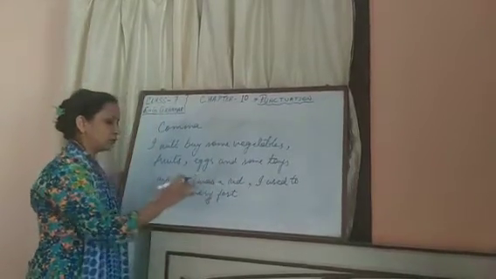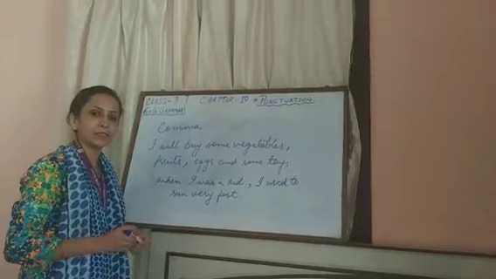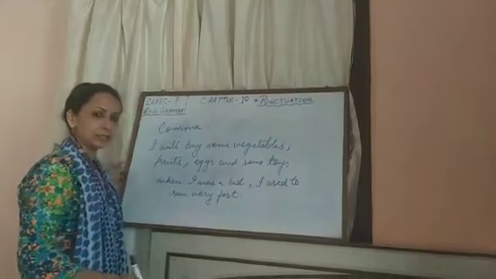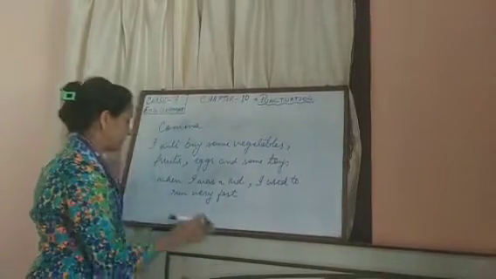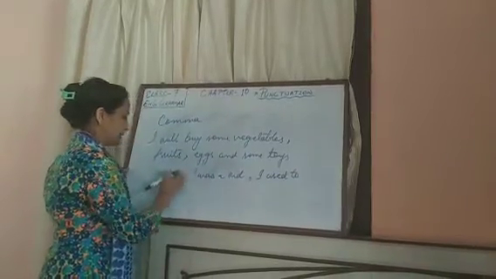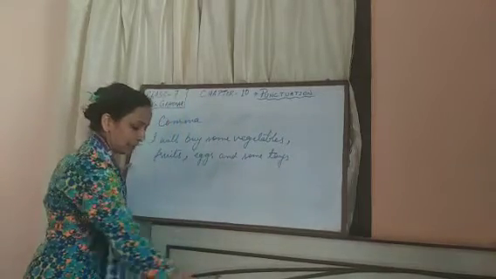So these are the two clauses. When I was a kid and I used to run very fast. These are the two clauses which are separated with a comma in between. That is the use of comma.